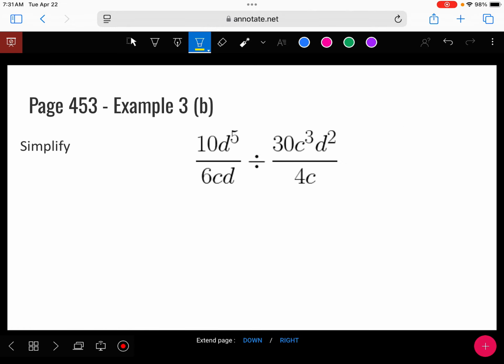Insomnia is rampant. All right, let's look at this next one. We were unpleased with this one. 10d to the 5th over 6cd divided by 30c cubed d squared over 4c.